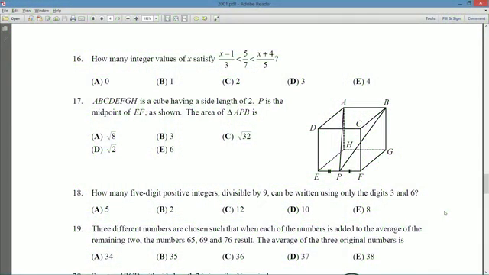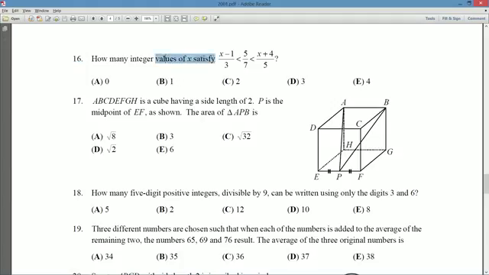We're looking at the grade 10 Cayley paper. That's the multiple choice contest put out by the Center for Education in Mathematics and Computing at the University of Waterloo. And we're looking at the 2001 paper, and question number 16 is what we're going to tackle in this video.